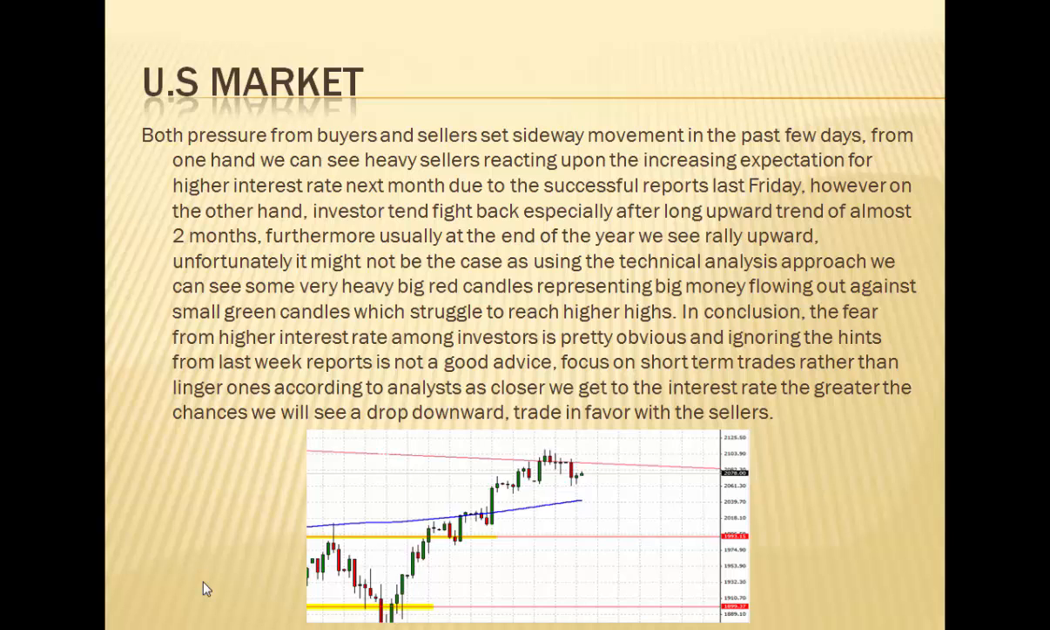Focus on short-term trades rather than longer ones. According to analysts, the closer we get to the interest rate decision, the greater the chances we will see a drop downward, so trade in favor of the sellers.